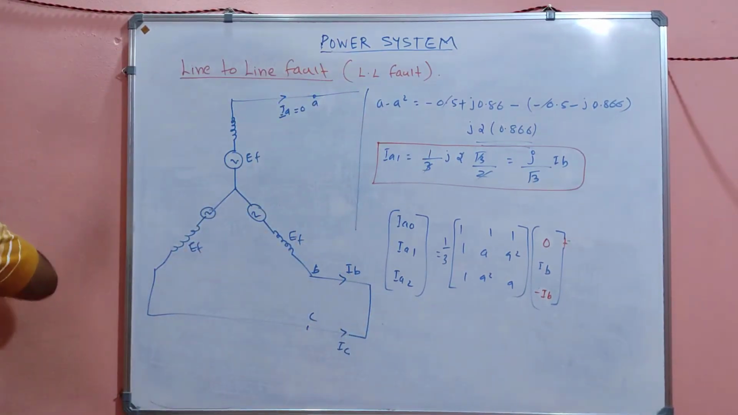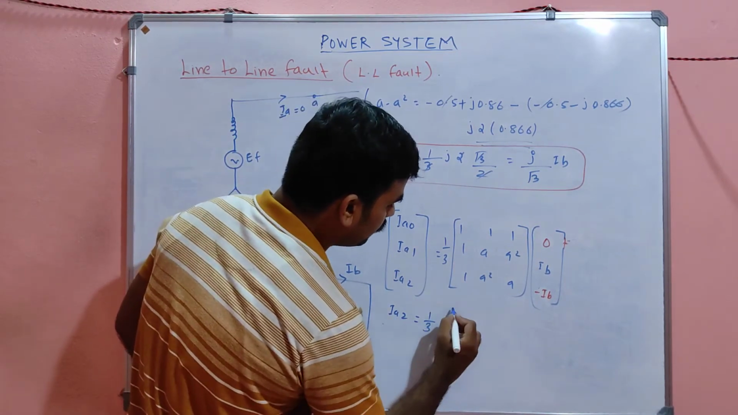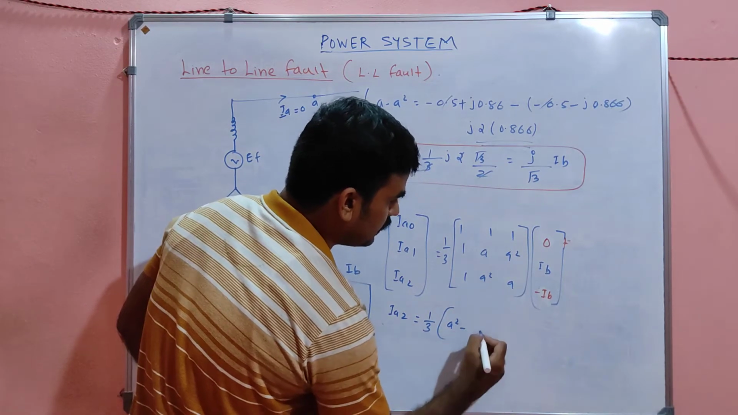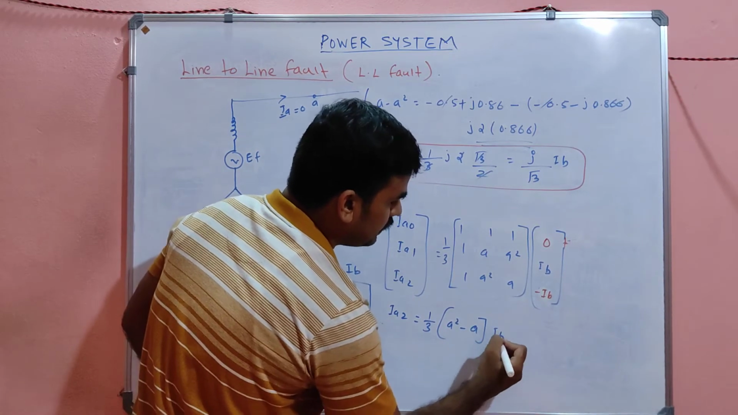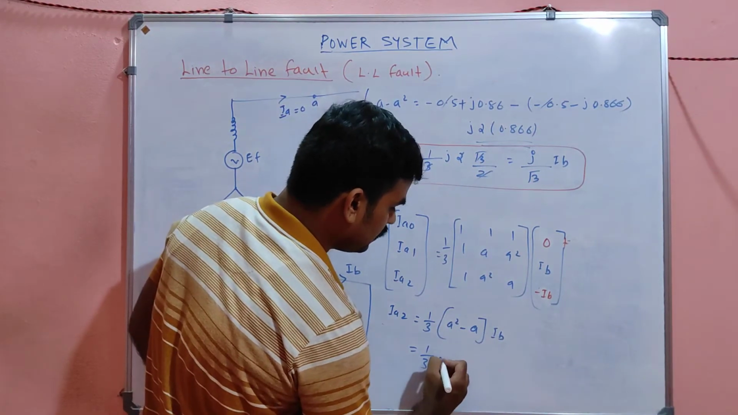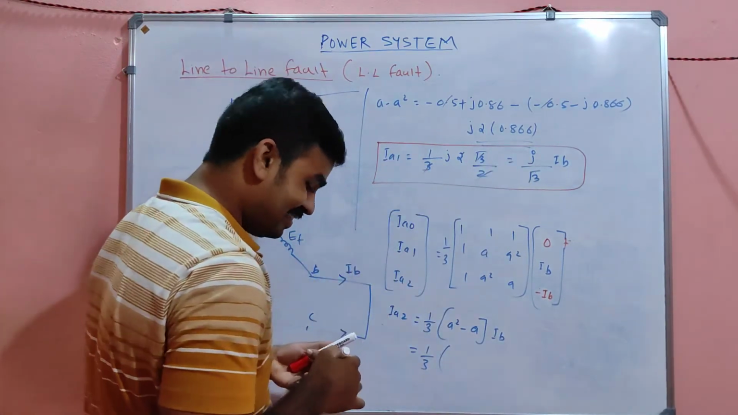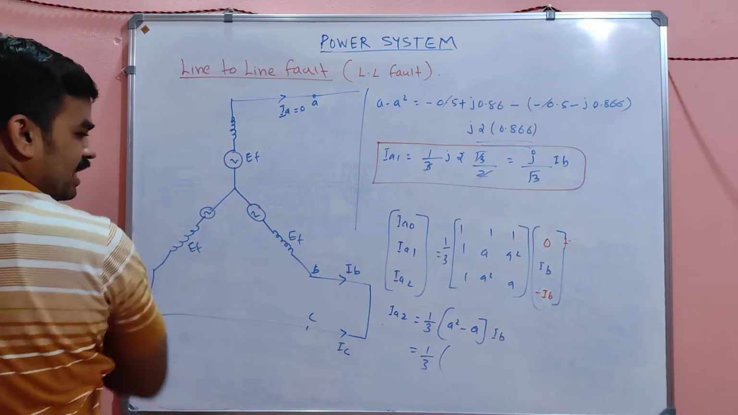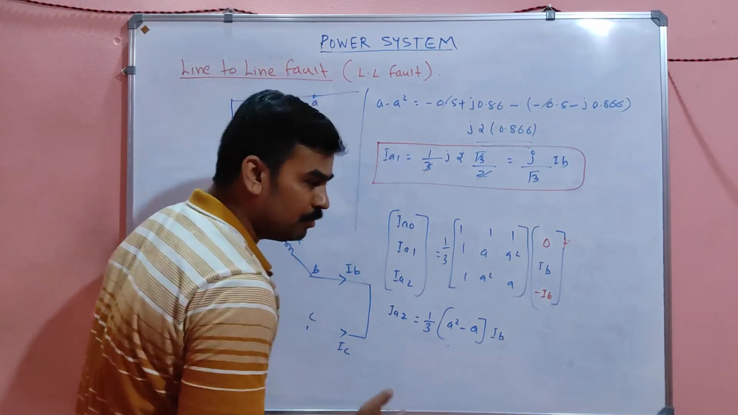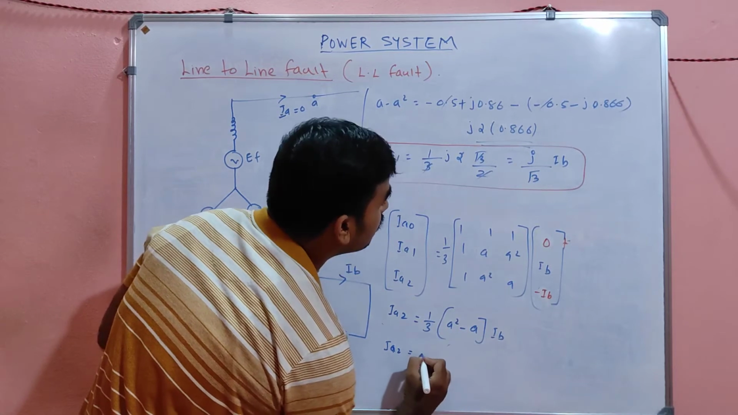What is IA2 now? IA2 will be equal to again 1 by 3 into A square minus A into IB. The only difference will be that it becomes minus. So the total answer will be the opposite of this one. That is the beauty, because we already calculated for A minus A square into IB by 3. This is the result, so the opposite of that will be IA2 equal to 1, minus J by root 3 IB.